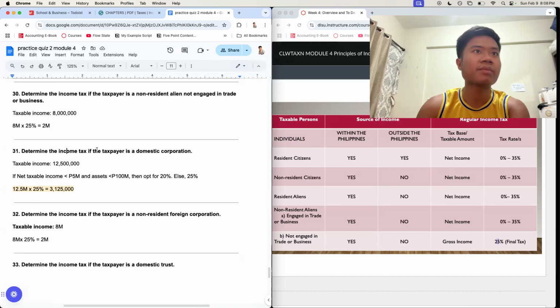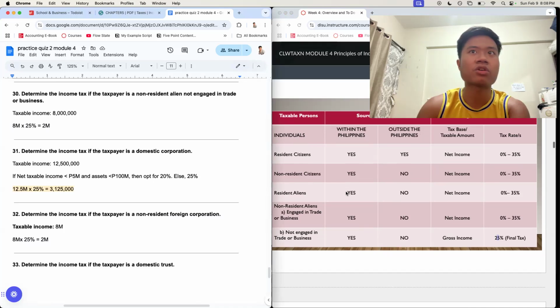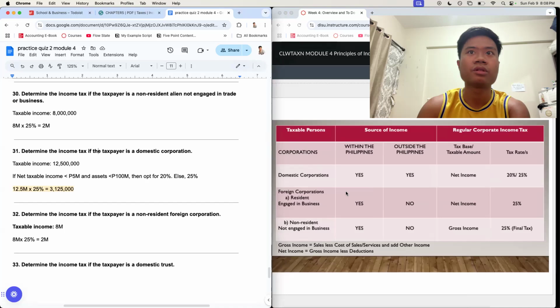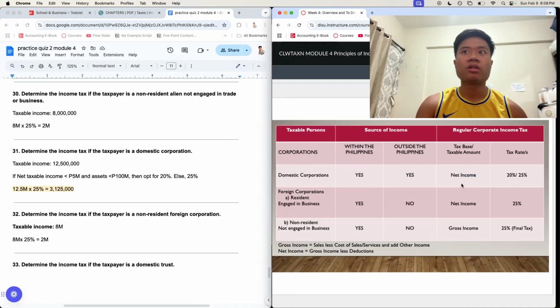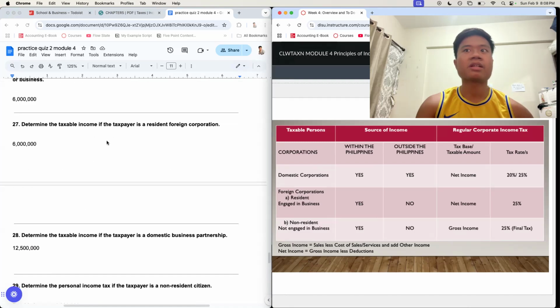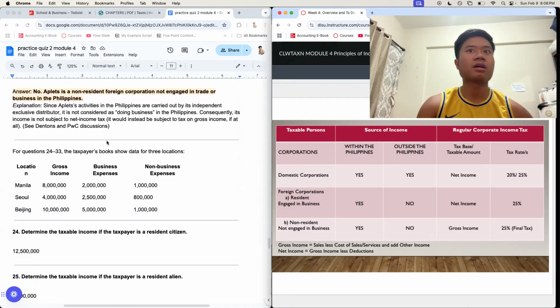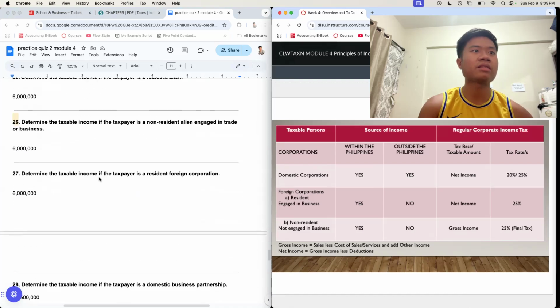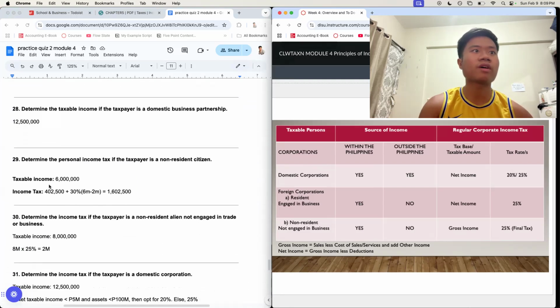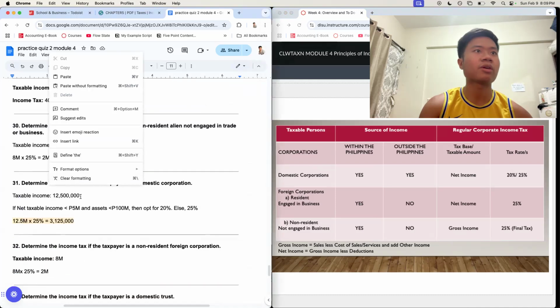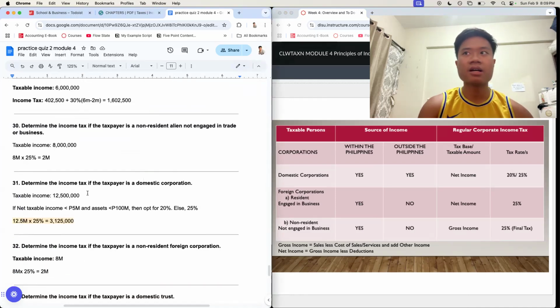Next, determine the income tax if the taxpayer is a domestic corporation. So within the Philippines, yes. Outside the Philippines, yes. Net income, 20/25%. So first, get the net income, the taxable income, which is net income. So add these minus total of these, which will give you 12.5 million. Now, it says here 20/25%.